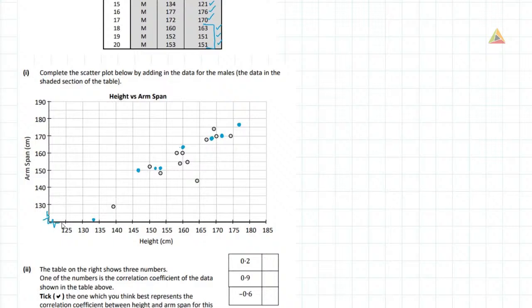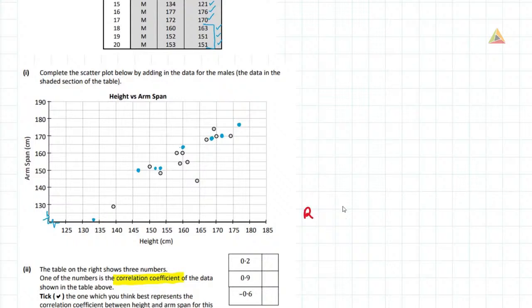So what do they mean? Now that we've drawn our scatter plot between these 2 pieces of information, it's going to ask us something called the correlation coefficient. It says one of these numbers here is the correlation coefficient of the data. The correlation coefficient is often given the letter r, and this is a number that shows the relationship between these 2 pieces of data.